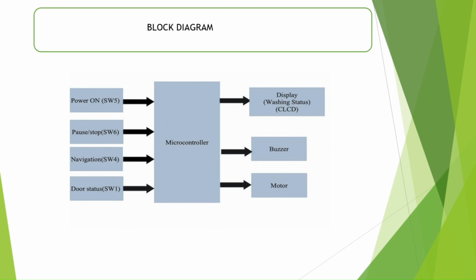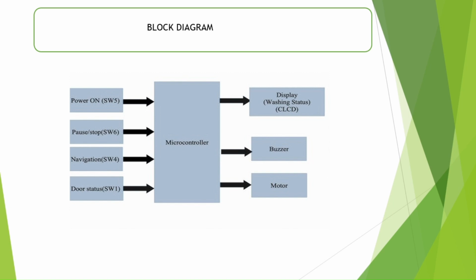And we have the power on switch, that is switch 5, to turn on the washing machine, and a pause/stop switch, that is switch 6, to control the washing cycle, and a navigation switch, that is switch 4, which allows us to select different options or modes, and a door status sensor, that is switch 1, which tells the microcontroller if the washing machine door is open or closed. All these inputs send signals directly to the microcontroller.